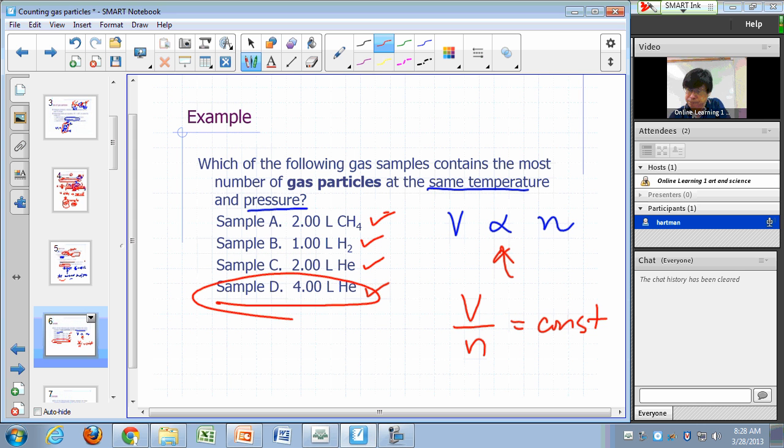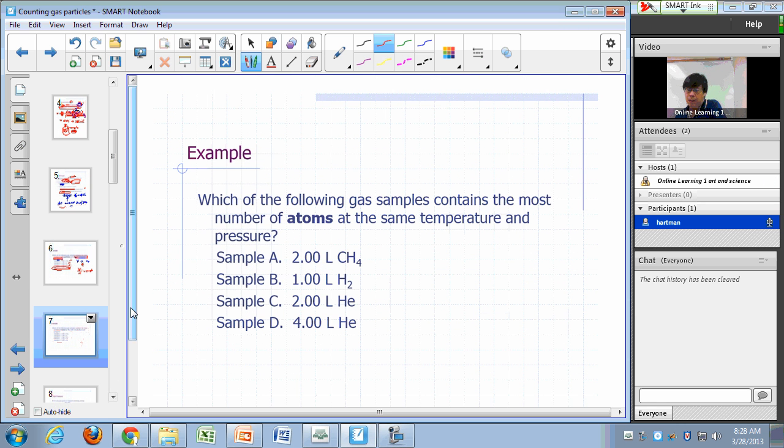Very good. All right, it doesn't matter what kind of gas particles you have. If you're just counting particles, you have more moles of particles if you have a bigger volume, provided you're comparing gas samples at the same temperature and pressure. And that is Avogadro's law. Okay? How about this one?